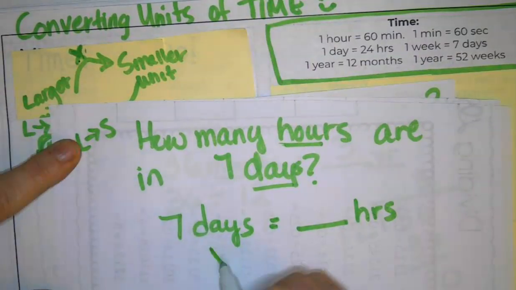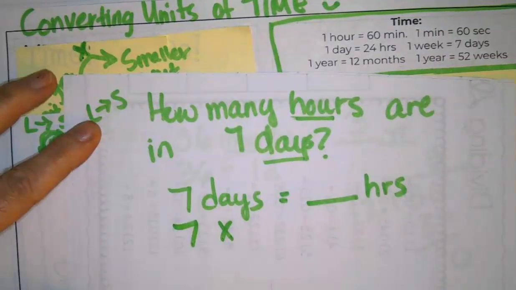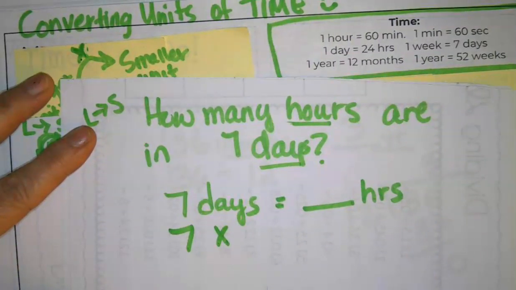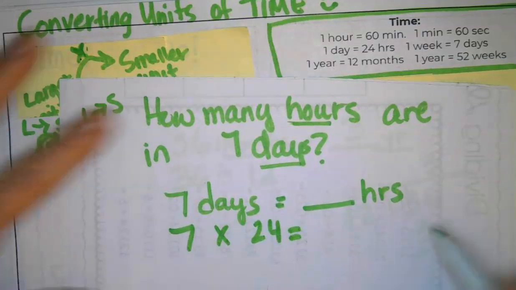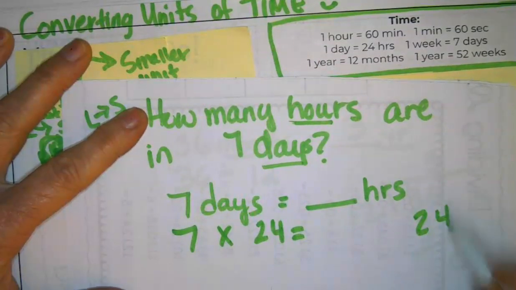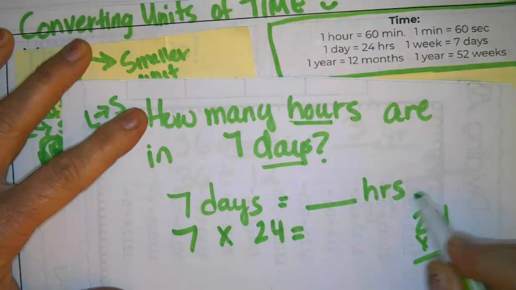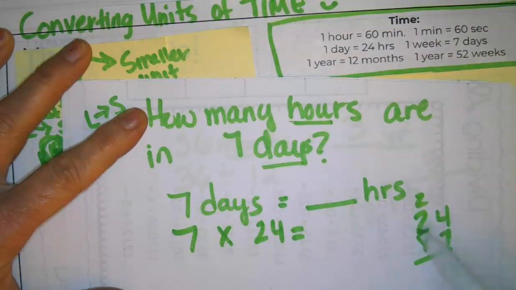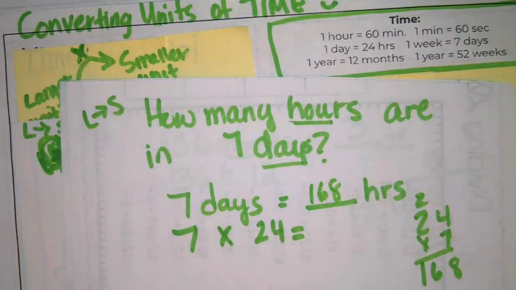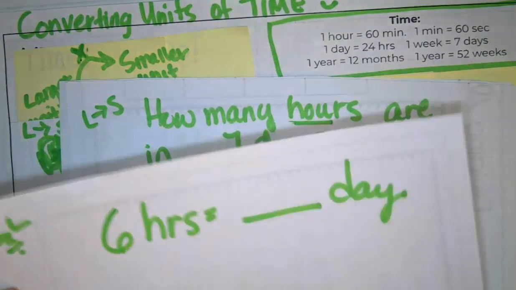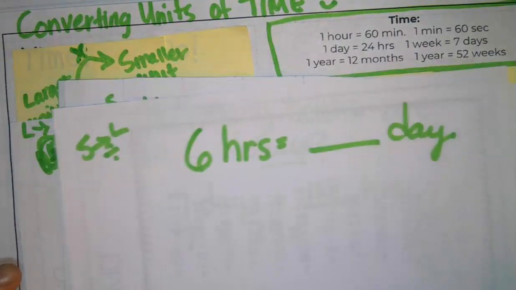All right, so I'm going to say 7 days multiplied by how many hours there in the day. And there are 24. So I'm going to multiply 7 times 24. I know 7 times 4 is 28. 7 times 2 is 14, plus 2 more is 16, so I get 168 for an answer. So 7 days is equal to 168 hours. Okay, we're going to take a look at one more before you start on yours.